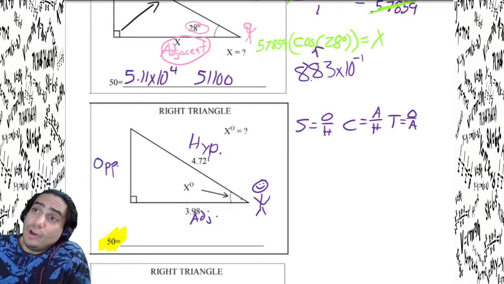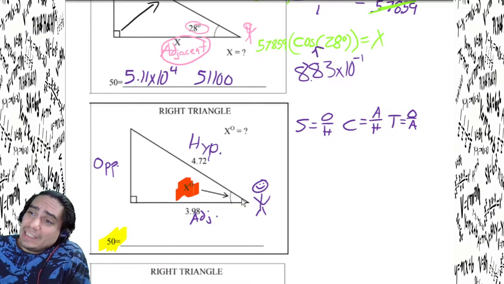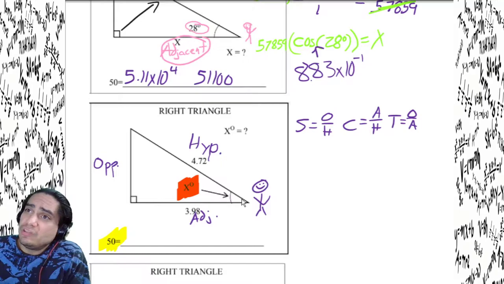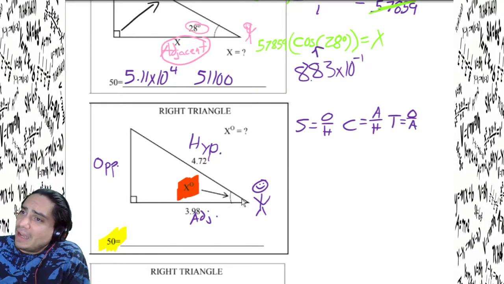Notice though, we're not looking for a side here. We're actually looking for the angle. So this is going to be a real interesting problem when we set it up, okay? So let's go ahead and set this one up. As you can see, we have the hypotenuse.